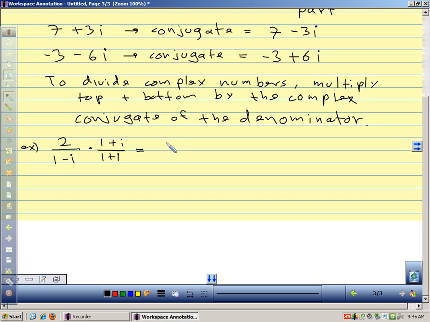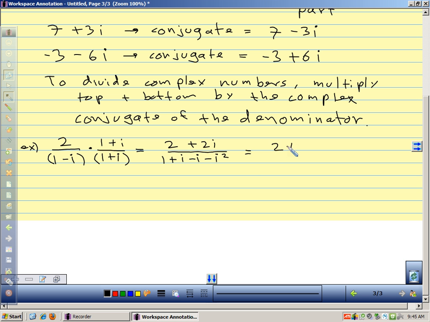So on the top, I get 2 plus 2i. On the bottom, I have to FOIL. So I'm going to write parentheses so I remember I have to FOIL. And we talked about multiplication, so we're going to FOIL, combine, and then simplify. So for my first, I get 1. My outside I get plus i, inside I get minus i, and for my last I get minus i squared.